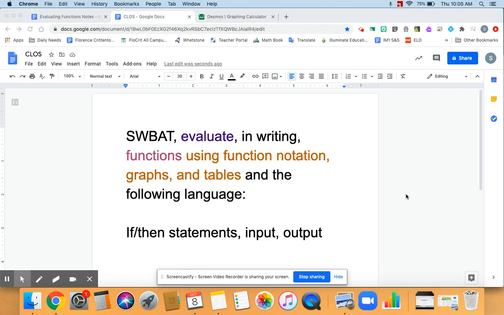The CLO for today's lesson is students will be able to evaluate and write functions using function notation, graphs and tables, in the following language: if-then statements, input and output. So, in your own words, what do you think you're going to learn how to do in this lesson?